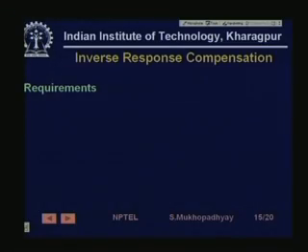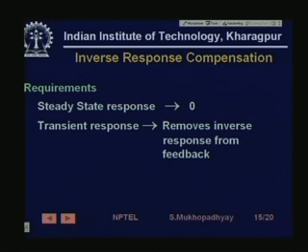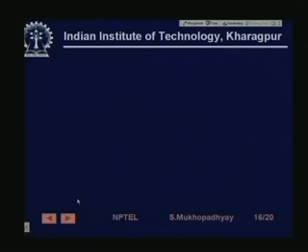So first, what is the requirement? The requirement is that in the steady state, my response should be all right. So whatever compensation I want to do, its effect in the steady state should not be there. But in the transient response, it should not allow this inverse response to be fed back to the controller, which is confusing the controller. This is the main thing. So it should remove the inverse response from the feedback in the initial parts. Now how to do that?